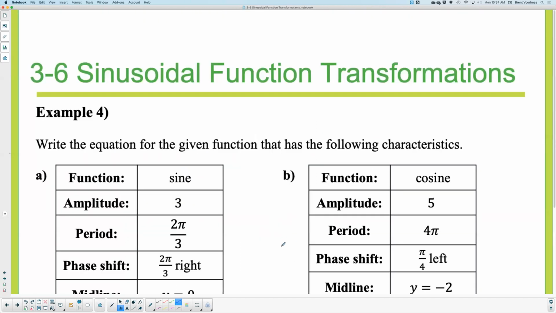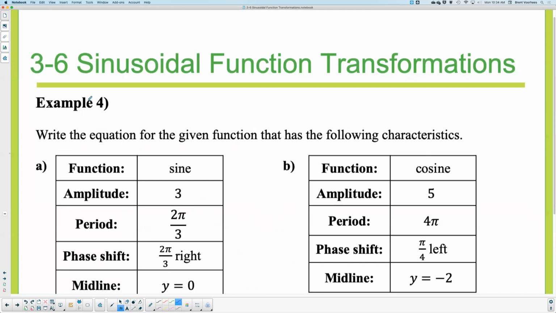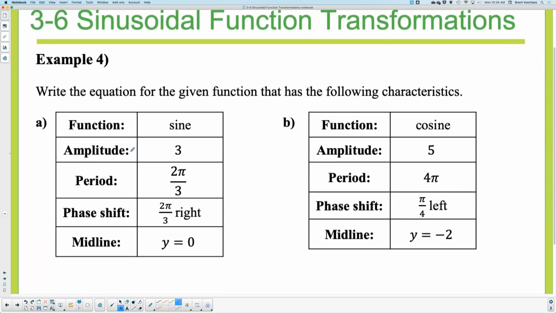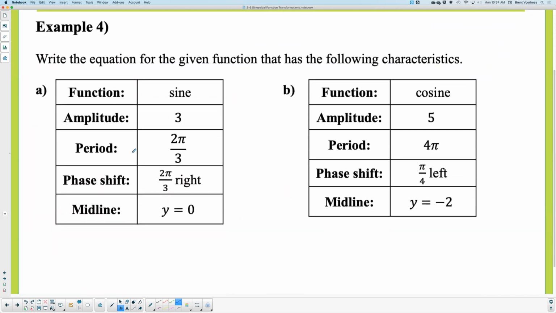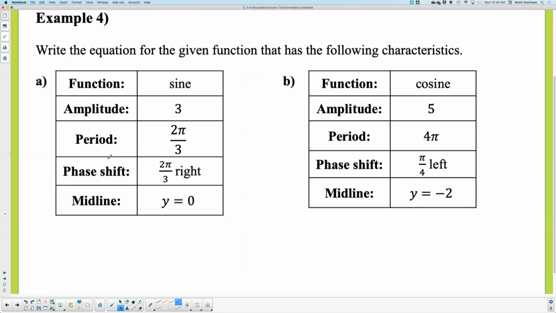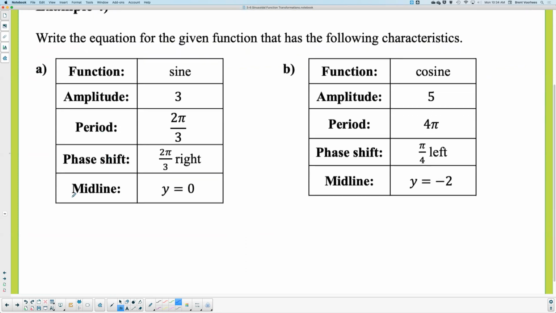Example 4. We're going to jump right in and talk about writing equations. This time we're given these values and plug them into the equation. First, it says its amplitude is 3, that's our A value. Here it doesn't tell us if it's going to hit its maximum or minimum first, so we're just going to assume that A is positive 3.